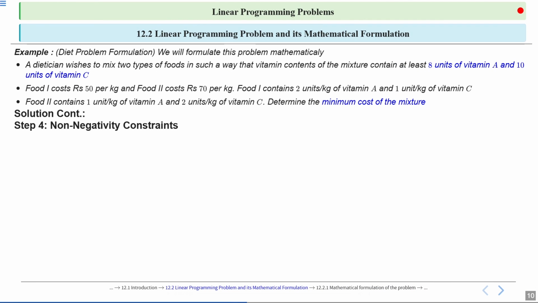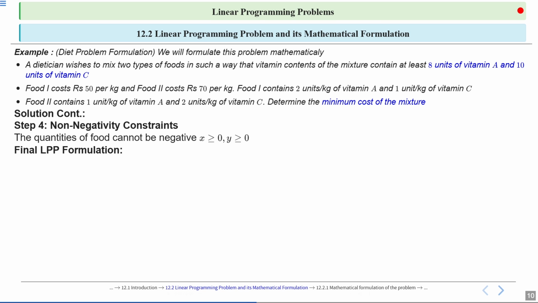Now step 4 for non-negativity constraints. Non-negativity constraint means that all decision variables in the problem must be greater than or equal to 0. This means that the amounts of food represented by x and y cannot be less than 0. So x and y must be 0 or positive numbers. Here we get these constraints: x is greater than or equal to 0 and y is greater than or equal to 0.